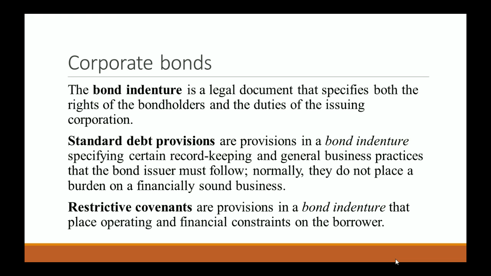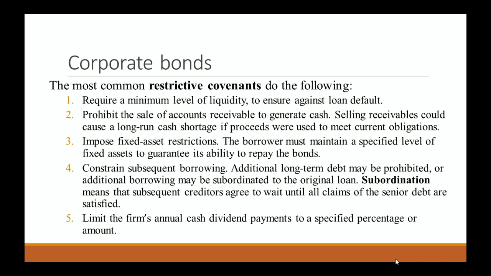you as the borrower, the issuing company, you cannot issue any more debt until this is repaid, or you cannot pay dividends greater than a certain percentage of earnings until this bond has been repaid. So it's putting restrictive actions on the borrower. It's not allowing them to take any action that they might want to. It's putting the interest of the bondholder first. So here are some examples of some common restrictive covenants.